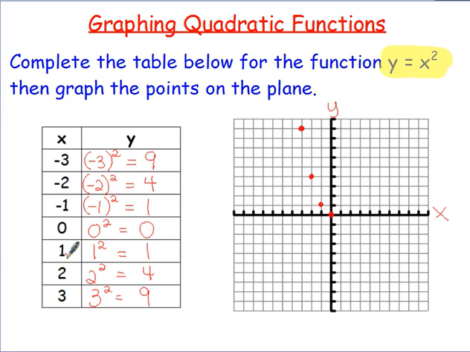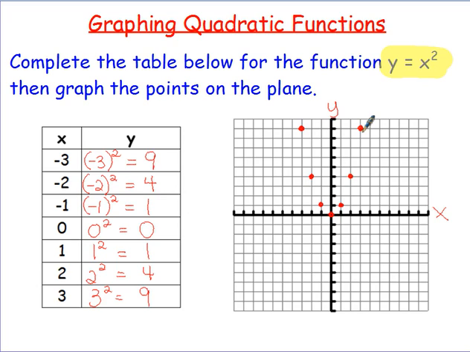Next we have right 1, up 1, because it's positive now. Then we have right 2 and up 4. And then finally we have right 3 and up 9.